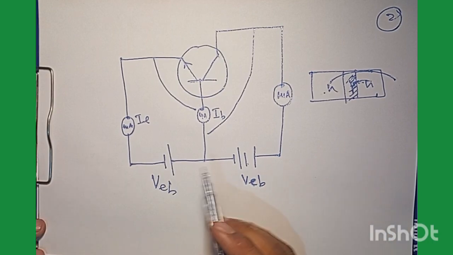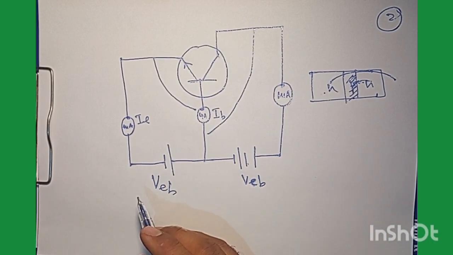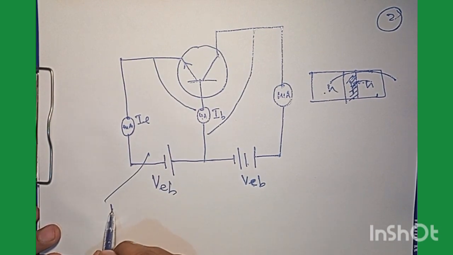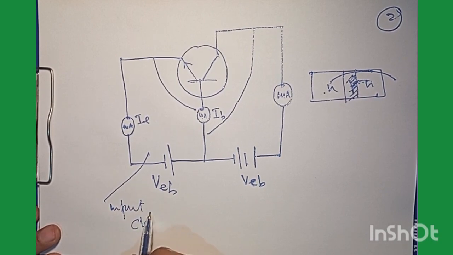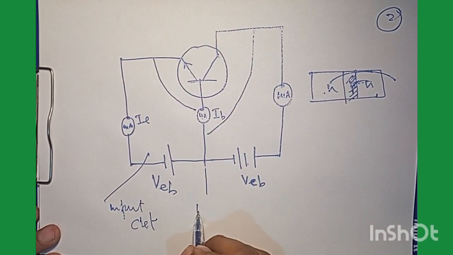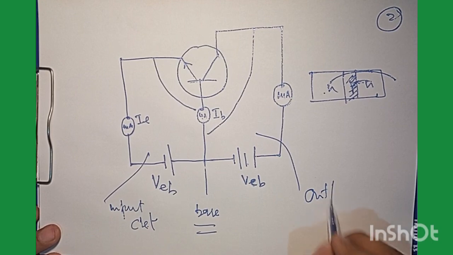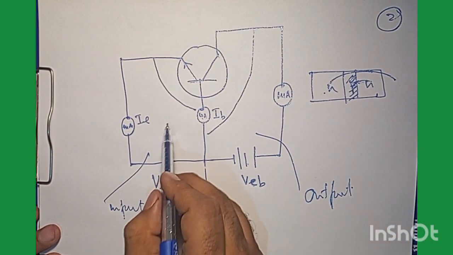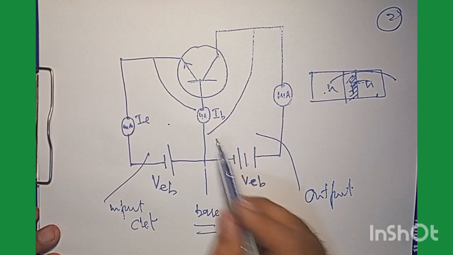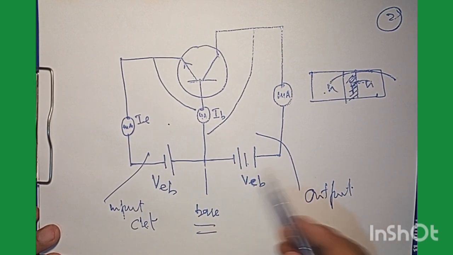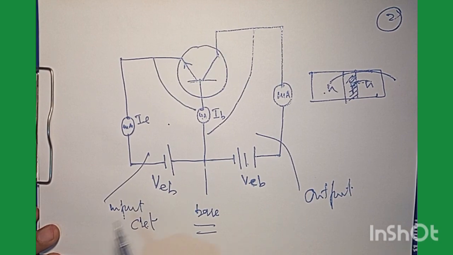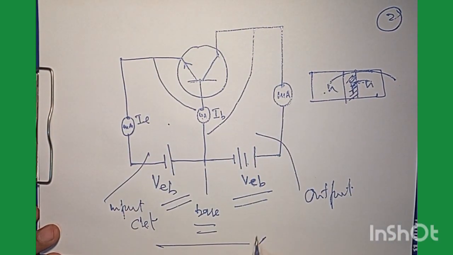So we can translate the same thing in terms of a PNP transistor. All we have to do is make sure that the input circuit, this is the input circuit here, and we can see that the base is common between the input and output circuit. What we have to make sure is that the input circuit is forward biased and the output circuit is reverse biased. In order to make this happen, we have to set these batteries in such a way that the input circuit is forward biased and the output circuit is reverse biased.